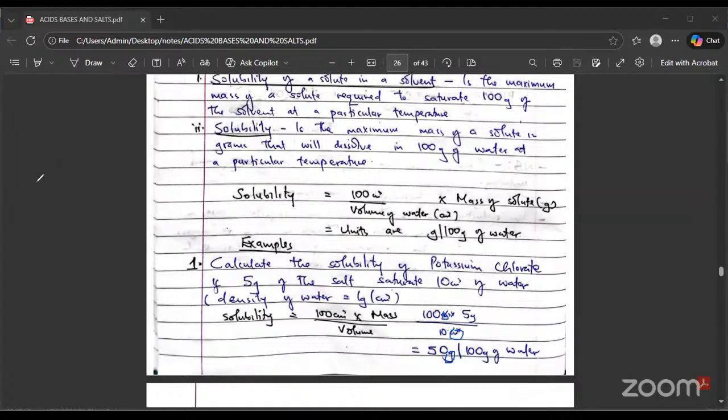Now, another example. Let us do one example. Let us do another example. So let me cancel that out, and then we continue.